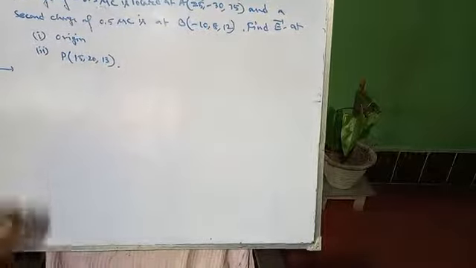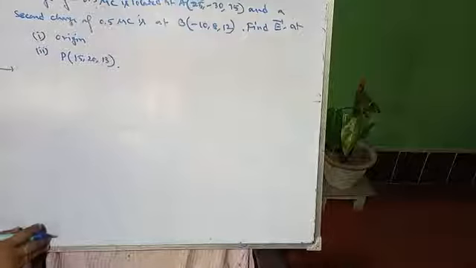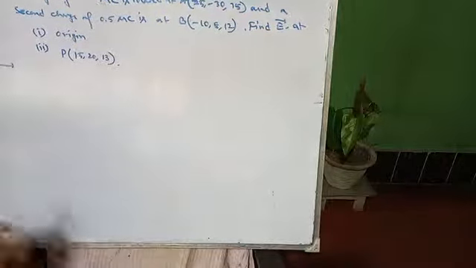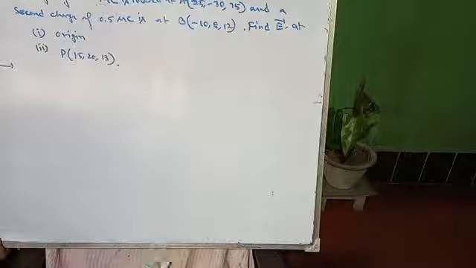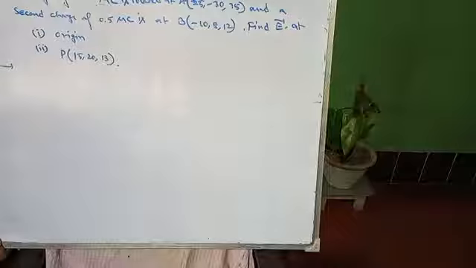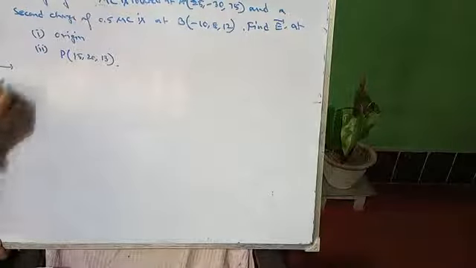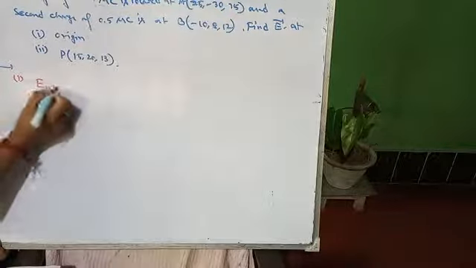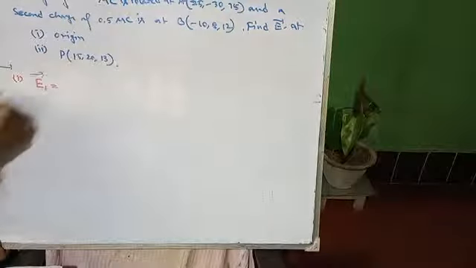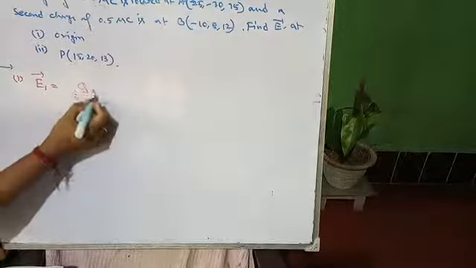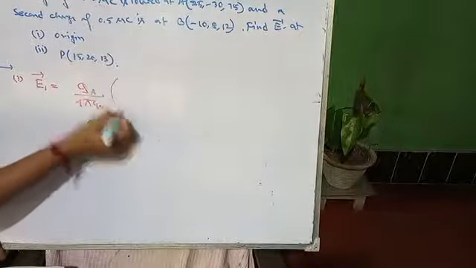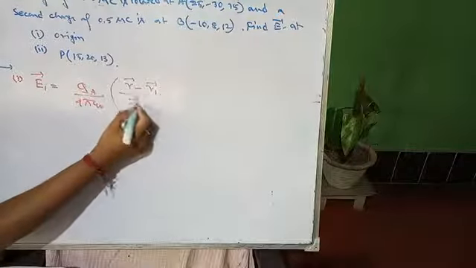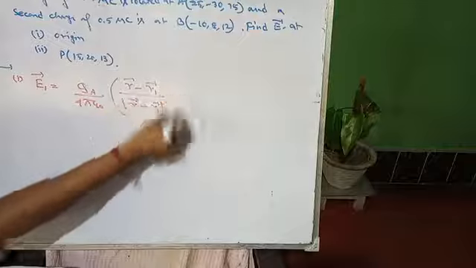So you have to find the intensity at the origin due to these two point charges. The first charge at A is minus 0.3 microcoulomb, and the charge at B is 0.5 microcoulomb. Due to these two charges, you have to find the intensity at the origin. So for the first case, E1 equals Q_A by 4 pi epsilon naught times (R minus R1 vector) divided by modulus of (R minus R1 vector) whole cube, right? So this is your answer.